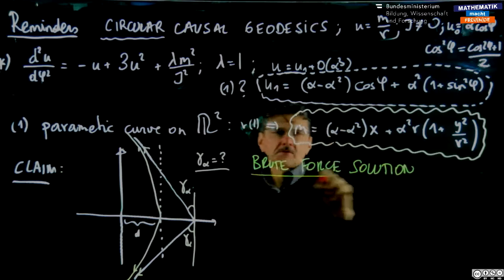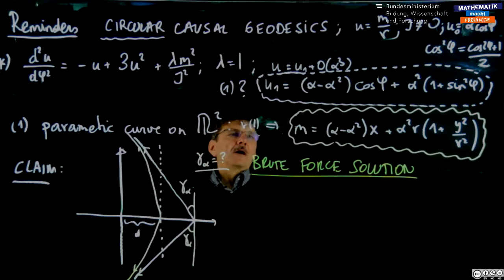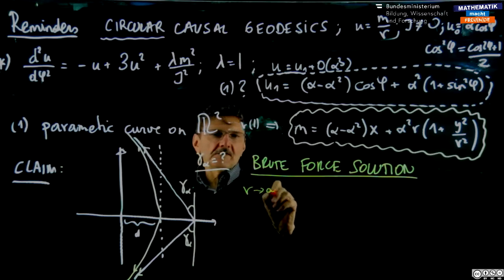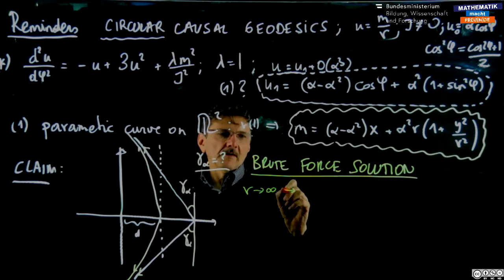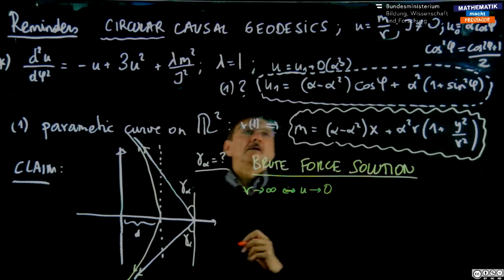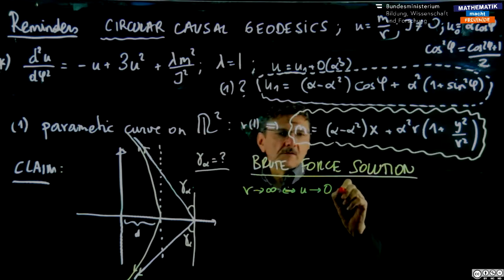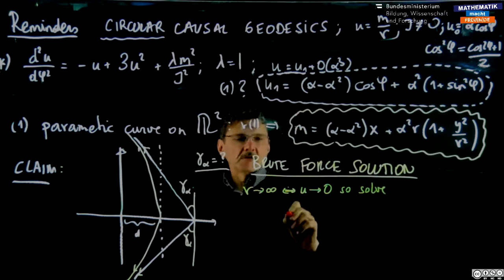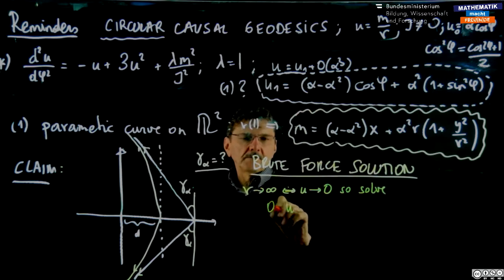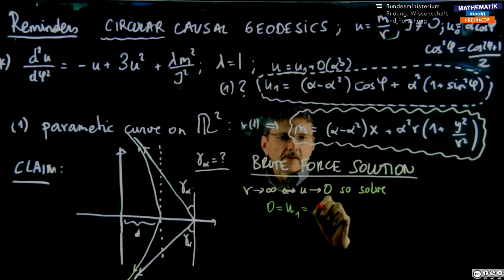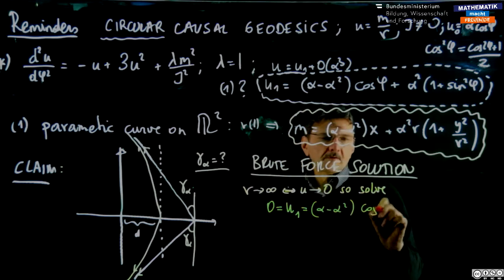So, brute force solution. Well, you want r goes to infinity, which is the same as u goes to zero. So you want to solve u1 equals zero, right? Zero is equal to u1, which is equal to alpha minus alpha square cos phi.